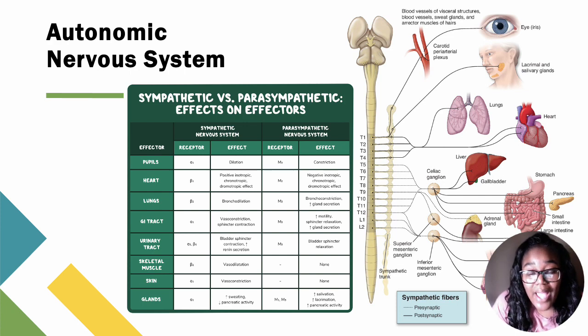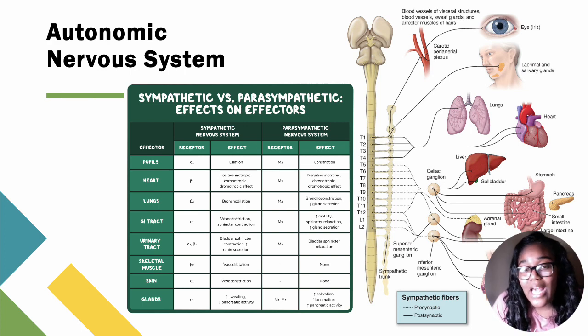And the reason why is because you have a positive inotropic effect, a positive chronotropic effect, and also a positive dromotropic effect. These are all things that help the heart pump more. So we have an increase in heart rate as a result. Then we have bronchodilation in the lungs.